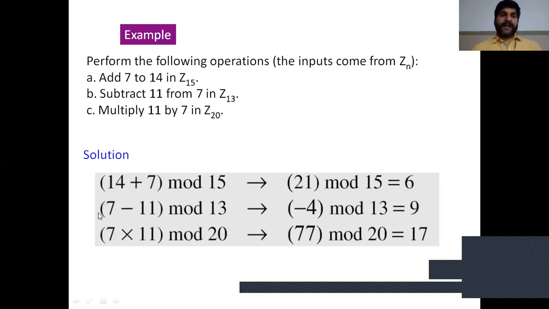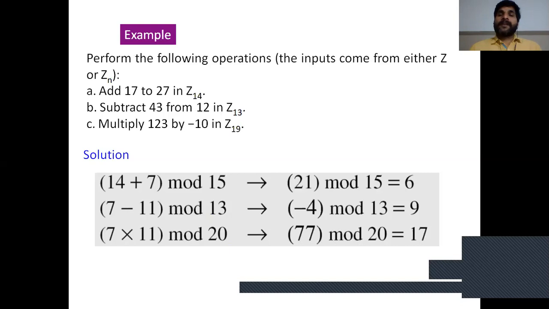Subtracting 11 from 7 in Z13 means 7 minus 11 mod 13, which is minus 4 mod 13, and that means add 9, so we find 9 modulo 13. Similarly, 7 minus 11 mod 20, and 77 mod 27, the remainder is 23.